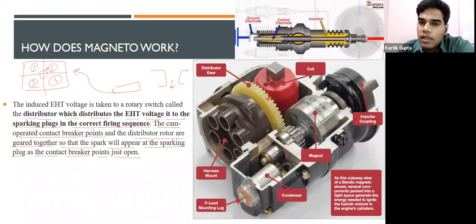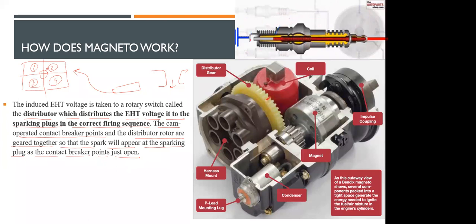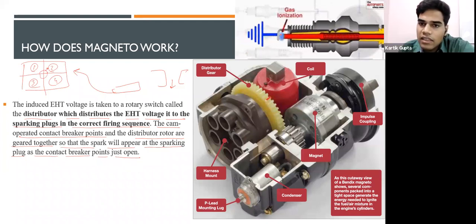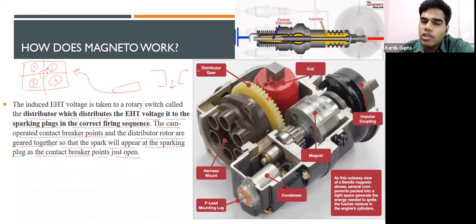See, this is just an example. This is not the real case. You can see once the charge builds up, the charge reaches its peak. Then there is a gap. This gap has gases. This creates a spark. This spark is carried forward by the distributor to the spark plug.